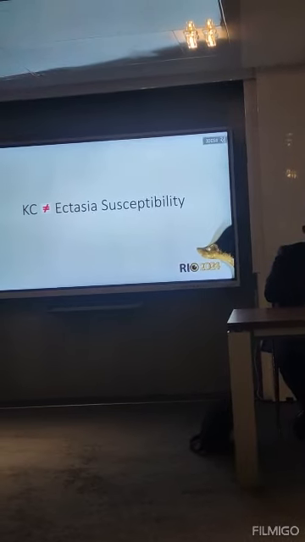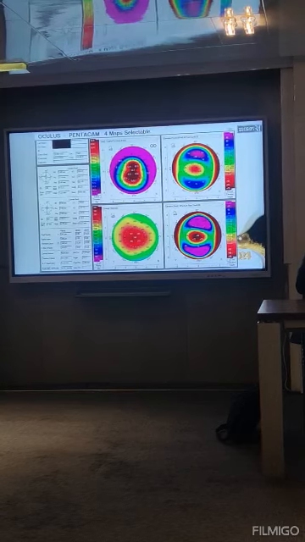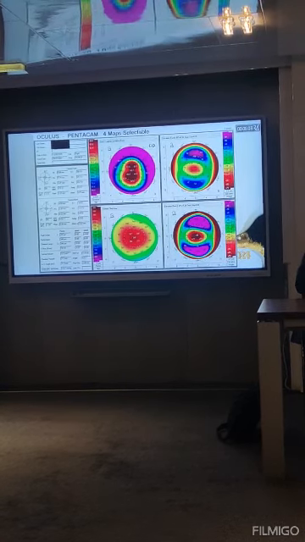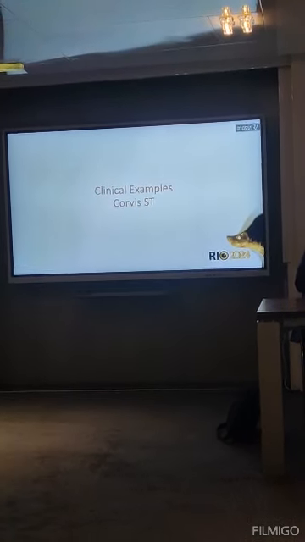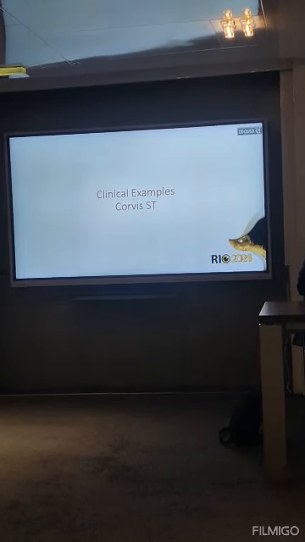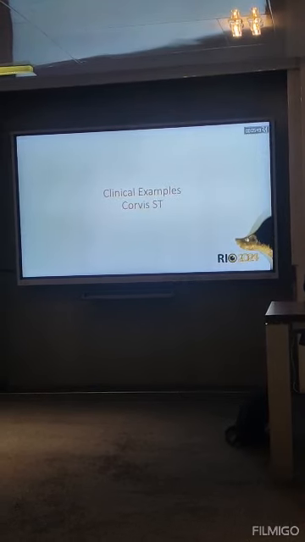You should understand this. For example, if you have a case like this, you don't need Corvis, you don't need Pentacam, you can diagnose it from the slit lamp. Actually, this is an advanced keratoconus, so you don't have to do all this stuff to diagnose keratoconus. But ectasia susceptibility is the issue, because I want to prevent cases from going into ectasia after refractive surgery.